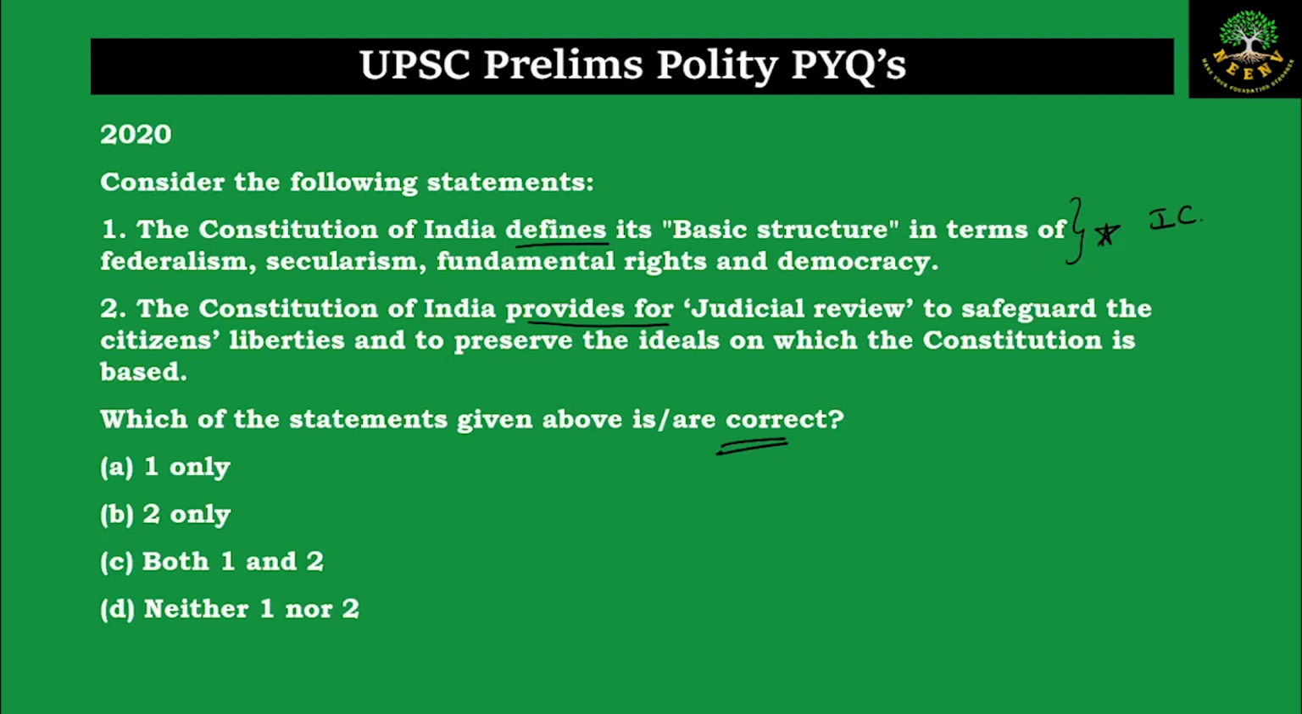Statement number 2. The Constitution provides for judicial review to safeguard the citizens' liberties and to preserve the ideals on which the Constitution is based. Just like how the basic structure is not defined, even the word judicial review is not clearly mentioned in the Constitution. There is an implication of judicial review in the provisions of the Constitution, but judicial review as such is not clearly mentioned in the Constitution. So, this is also incorrect. How many of the above statements are correct? Both are incorrect, so the answer will be D, neither 1 nor 2.